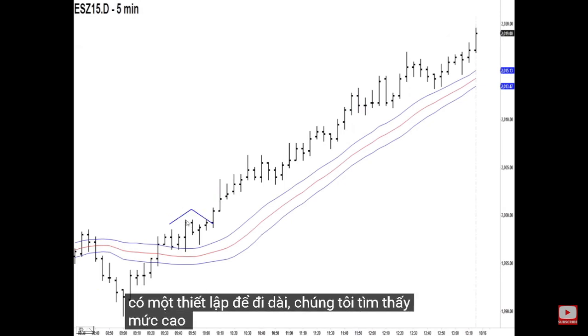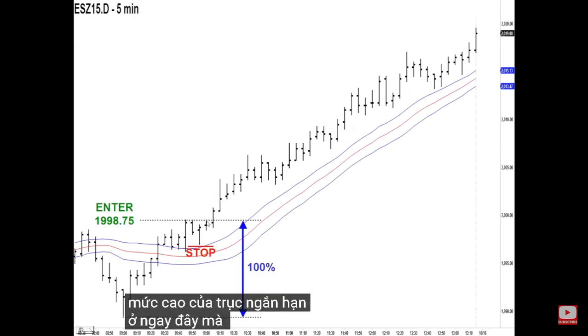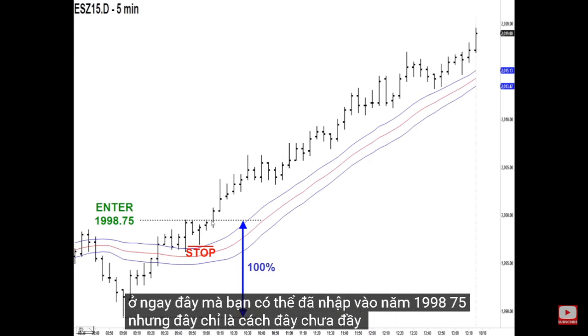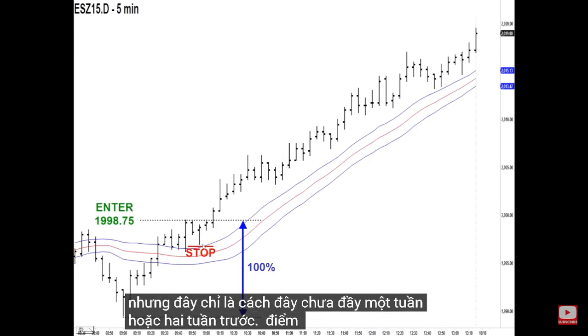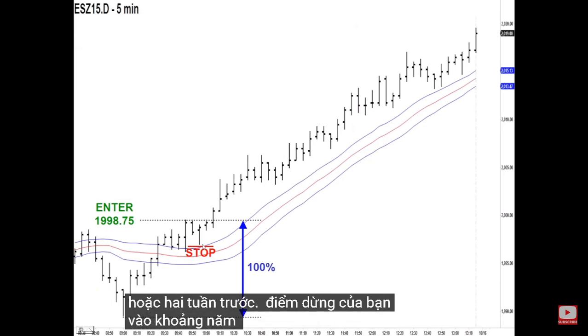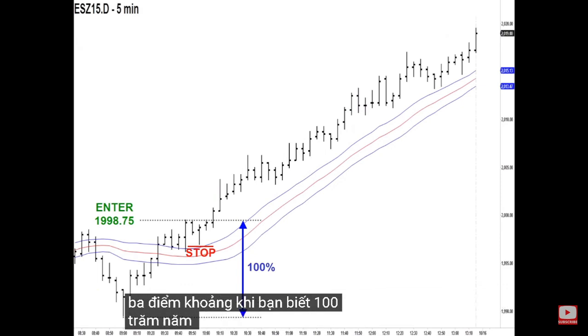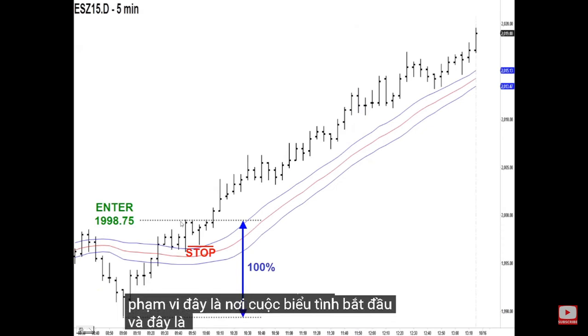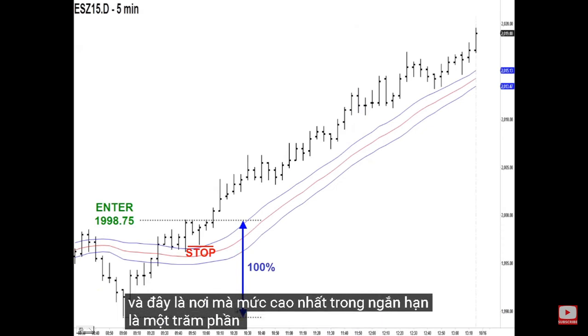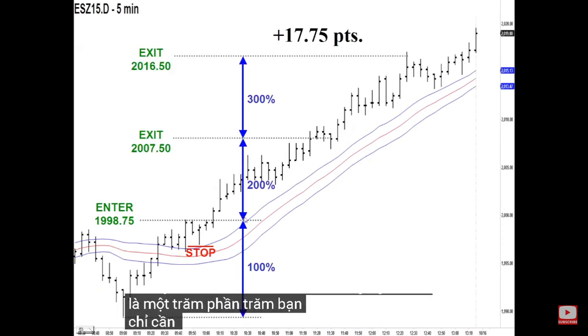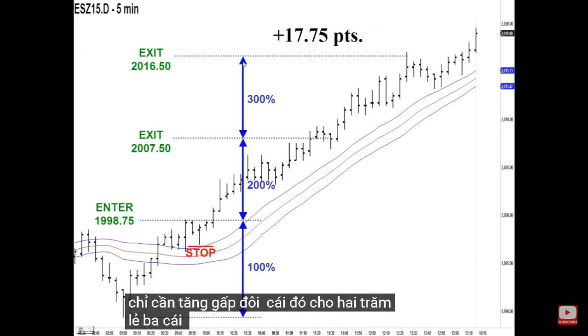We find the short-term pivot high, which is right here. You would have entered at 1998.75. Remember, this was just about 2 weeks ago. Place your stop roughly around 1996, so you're risking 2 or 3 points, roughly $100 to $150. And you measure the range. Here's where the rally started, and here's where the short-term pivot high was. That's 100%. You simply double that for 200 and triple that for 300.